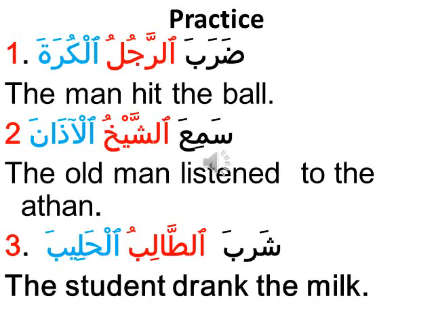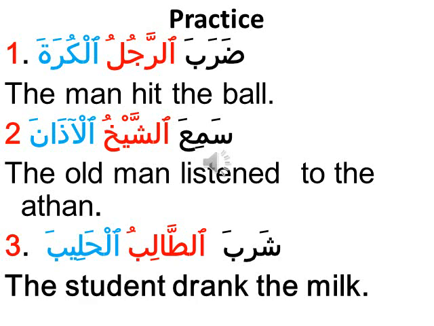Okay, so here are 3 practice sentences. First example, daraba ar-rajulu al-kurata. The man hit the ball. Daraba is the verb. Ar-rajulu is the subject because it ends in a dhamma. And al-kurata is the object because it ends in a fatha.